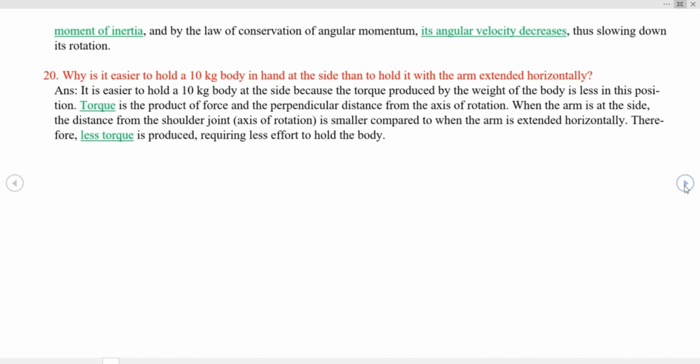Last question we have is, why is it easier to hold the 10 kg body in hand at the side than to hold it with the arm extended horizontally? It is easier to hold the 10 kg body at the side because the torque produced by the weight of the body is less in this position. And we know that torque is the product of force and the perpendicular distance from the axis of rotation, right? And when the arm is at the side, the distance from the shoulder joint is smaller compared to when the arm is extended horizontally. Therefore, less torque is produced, requiring less effort to hold the body.